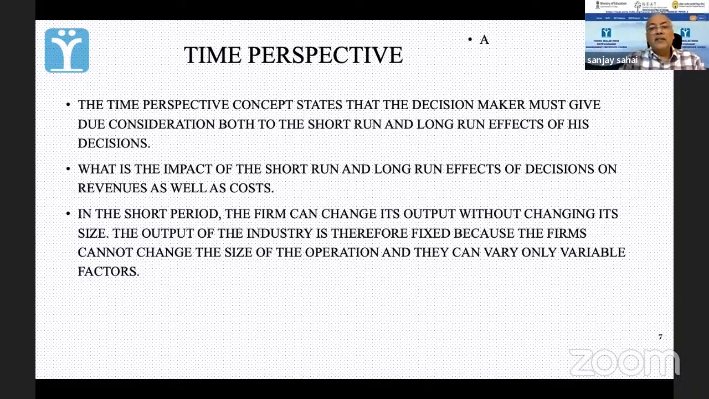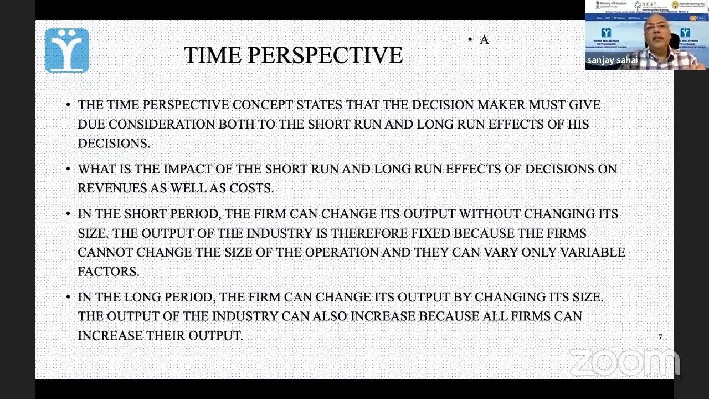Now, the output of the industry is therefore fixed because the firms cannot change the size of the operation and they can vary only variable factors. So if you look at all the firms, within a short period, they cannot suddenly hike up their total output because basically they are restricted by the capacity that they have. If you want to increase that capacity, that has to be a long-term thing. It cannot happen in the short term. So each firm has a certain capacity. They are restricted to producing within that capacity.